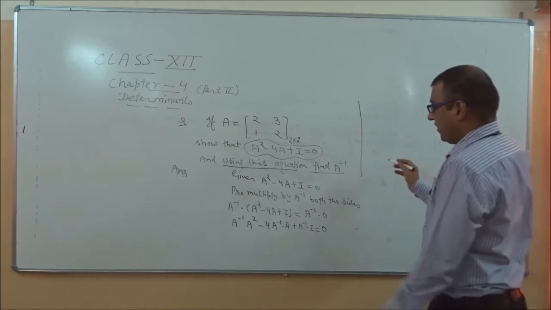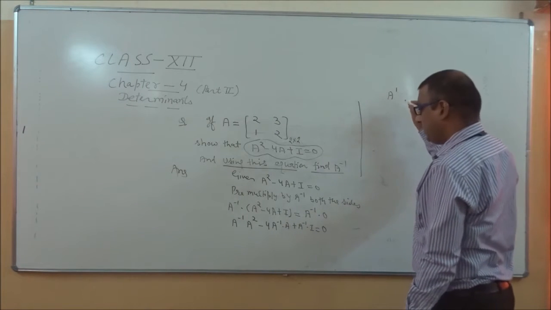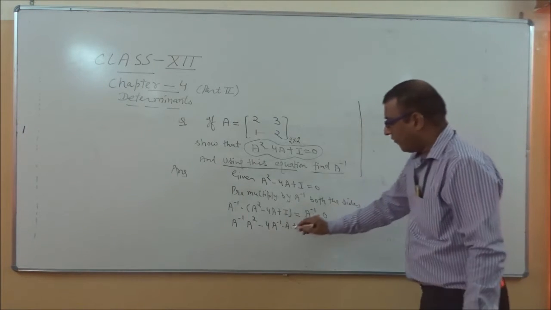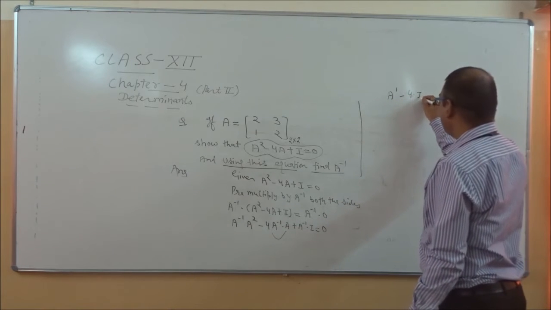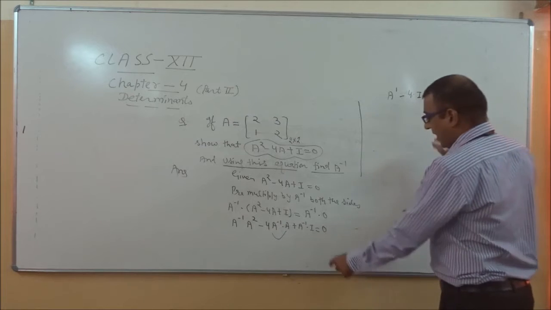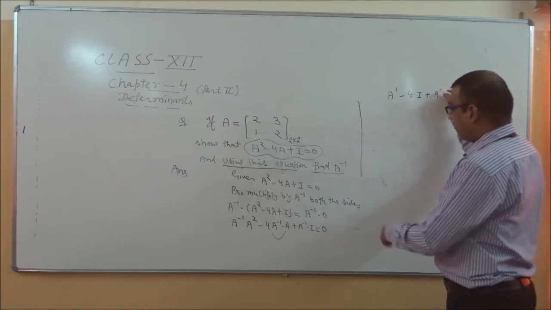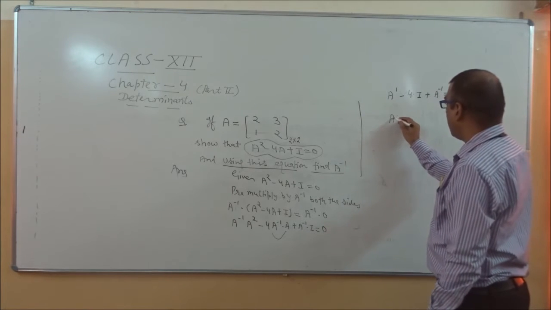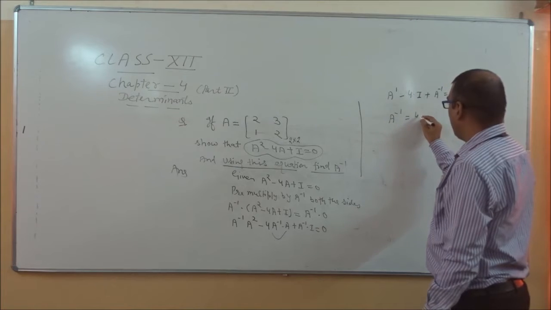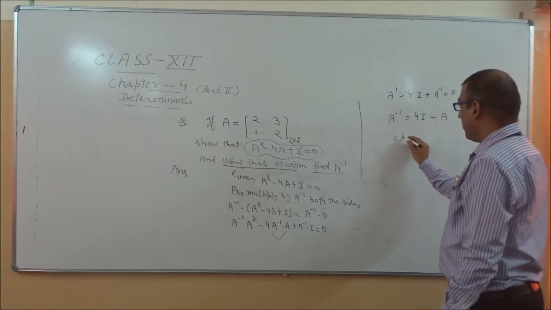After this, when you solve A inverse A square, it becomes A raised to the power 1, minus 4 A inverse into A, it becomes 4 into I, that is the identity matrix, and A inverse into I becomes A inverse, equals 0. So it can be written as A inverse equals 4I minus A. Now we will put the value of I and A.